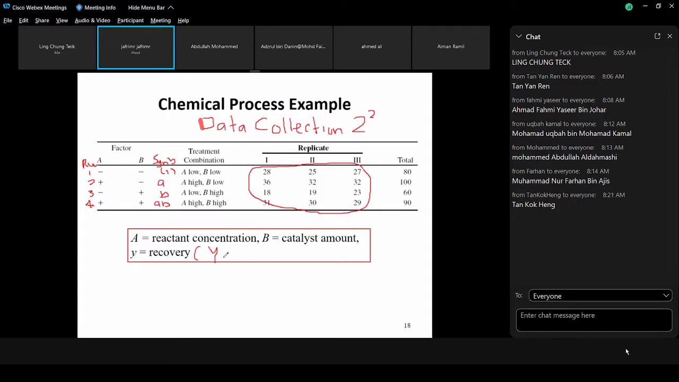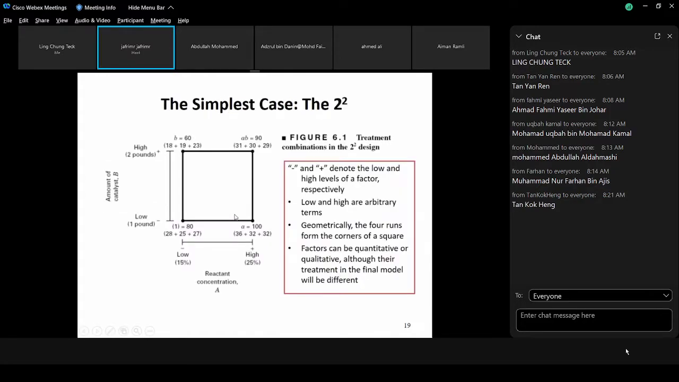Let me put this so that you understand the concept, the theory. Yield recovery, this is data. Data, you cannot cheat the data, you cannot cook the data, you cannot massage the data. Data must have integrity, honesty, whatever, right? Okay. Data collection matrix.